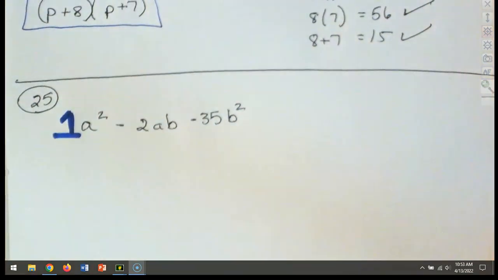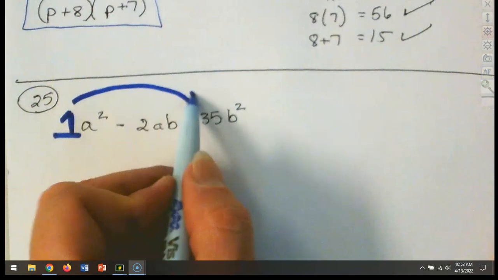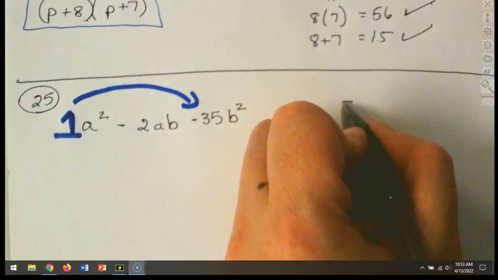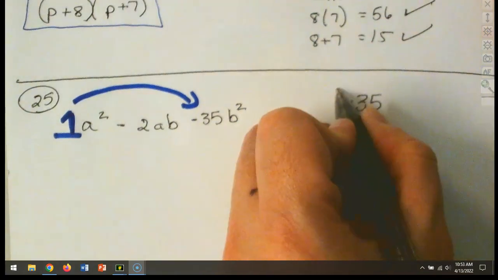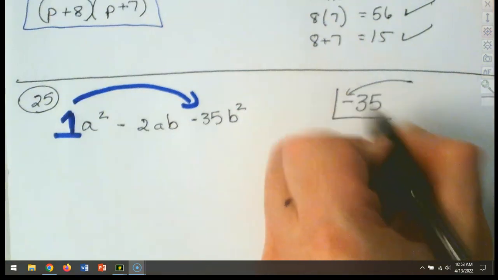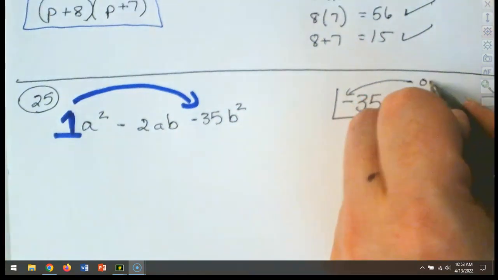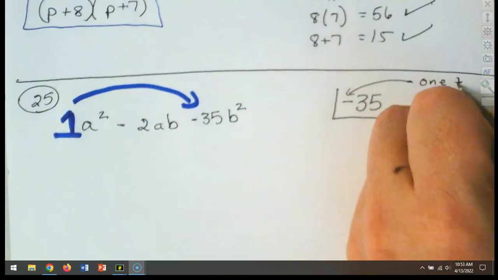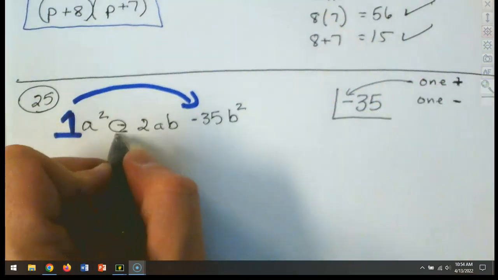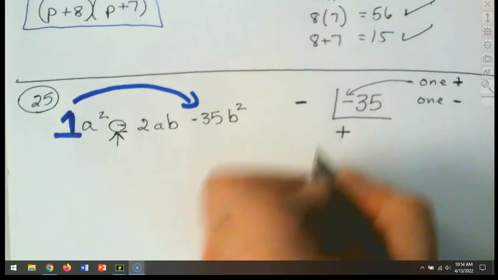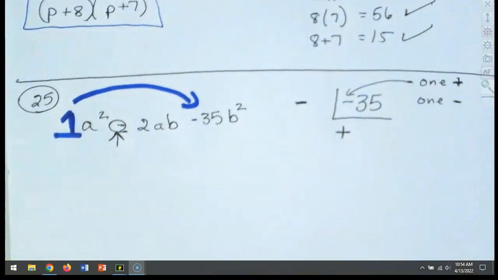Put the 1 in front, and now we multiply. First times the last is a minus 35. So it's a minus inside, so that means in the box, one is positive, one is negative. We look at the sign in the middle. Sign in the middle is negative, so that means the larger number is negative. The smaller number then must be positive.